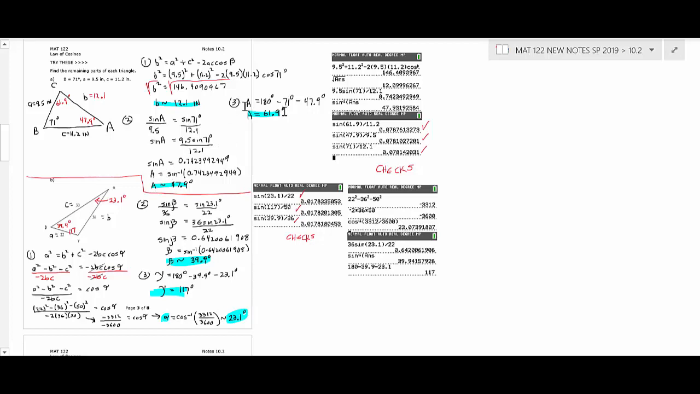Whoa, hold on. Did I write something down wrong on here? Yeah, that's angle A. I guess this is C. Yeah, I just wrote this down wrong. So angle C is 61.9.